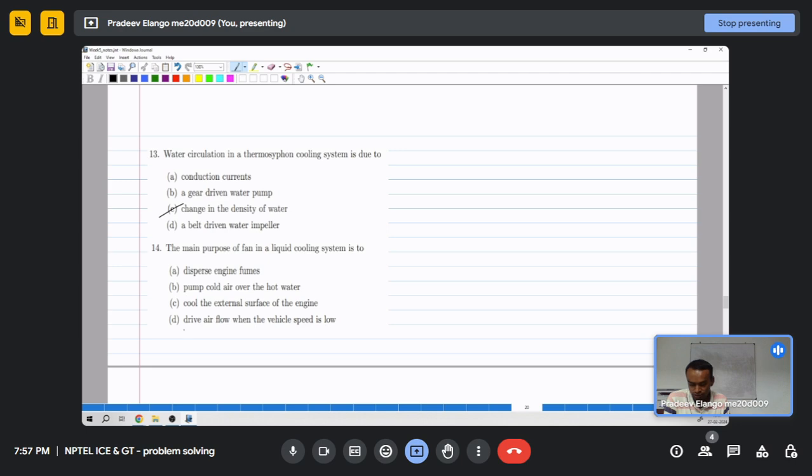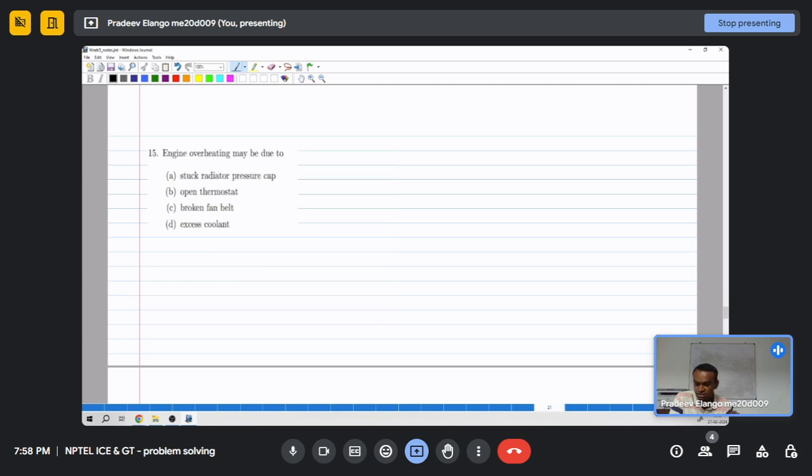The main purpose of the fan in a liquid cooling system is to disperse engine fumes, pump cold air over the hot water, cool the external surface of the engine, or drive airflow when the vehicle speed is low. There will be a radiator and then a fan. If the radiator is not getting sufficient air from the vehicle motion, then this fan will start spinning. Engine overheating may be due to a stuck radiator pressure cap, open thermostat, broken fan belt, or excess coolant. Only a broken fan belt can cause overheating.